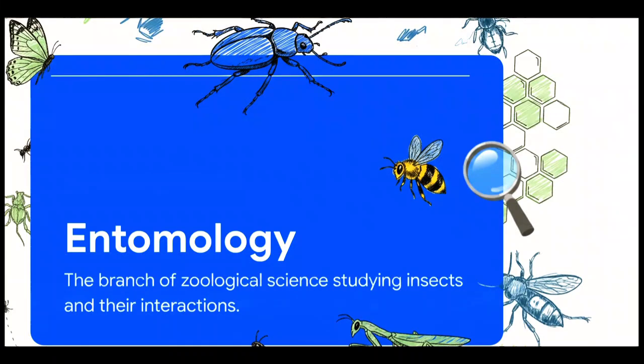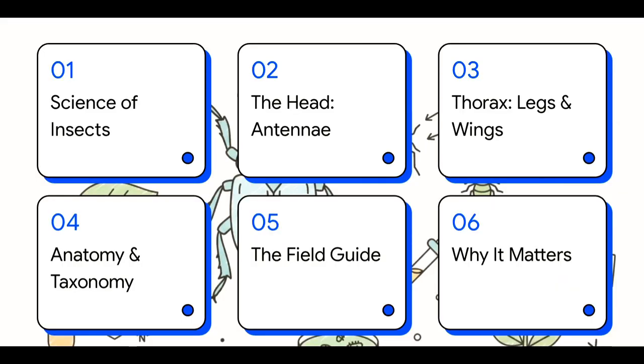Which is entomology. Whether it's protecting our crops, understanding complex ecosystems, or managing disease, entomology is the vital discipline that helps us actually understand our six-legged neighbors. So our explainer today acts as your training manual. We're going to cover the science of insects, the head and antenna types, the thorax with its legs and wings, how anatomy becomes taxonomy, the field's guide, and finally, why entomology matters.